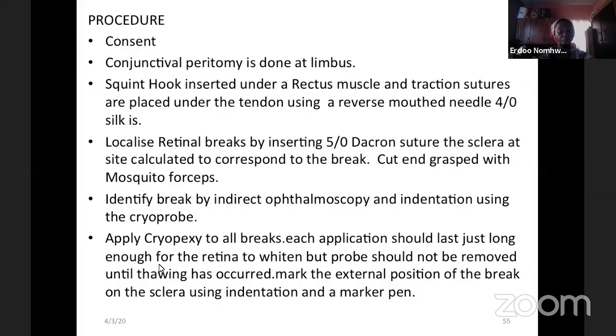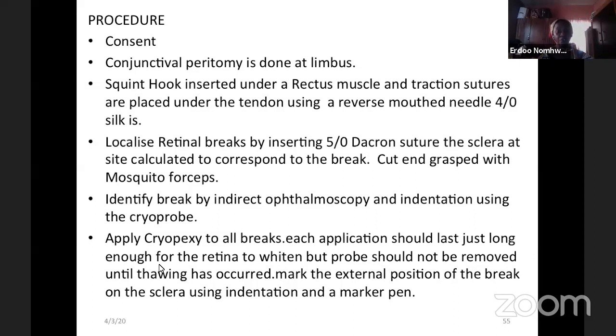Then for the scleral buckle, the procedure is to obtain consent from the patient. You do a conjunctival peritomy at the limbus. You use your squint hooks and insert them under the rectus muscle. You try to rotate the globe just to be sure there's no restriction. Then you place your traction sutures under the tendon of the rectus muscle using a reverse-mounted needle, preferably silk. Then you localize your breaks.